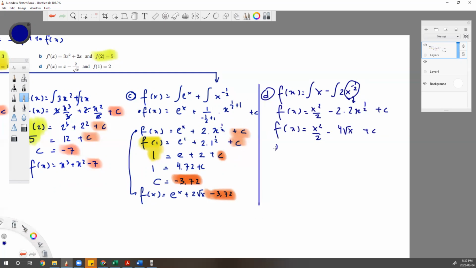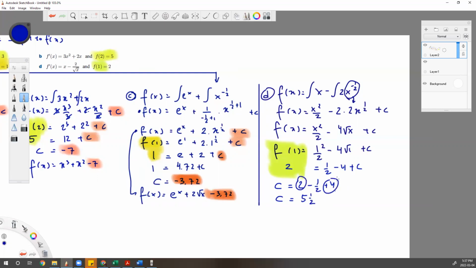f(1) equals 1 over 2, right? 1 over 2 minus 4 square root 1 plus c. And f(1) equals 2. So 2 equals 1 over 2 minus 4 plus c, right? So c will be 2 subtract 1 over 2 plus 4. So c will be 6 minus half, which is 5.5, right? Because this is 6 minus half.